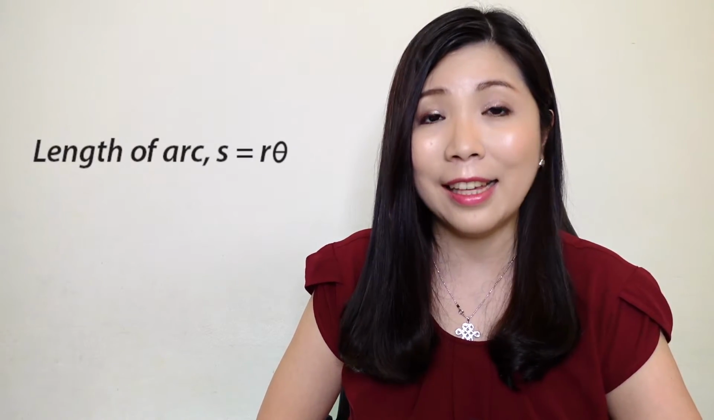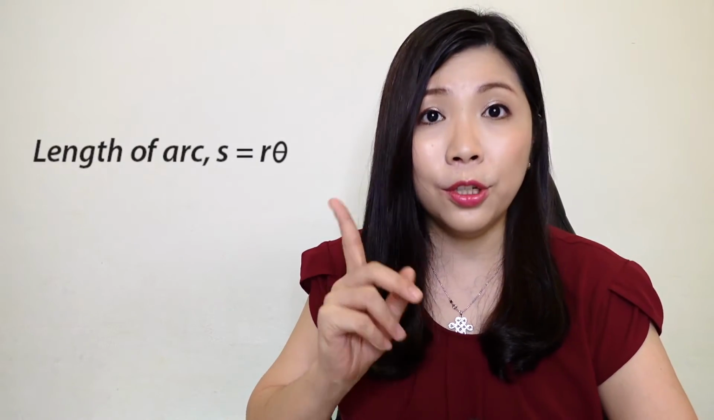So now we know how to calculate the length of arc of a circle, which is by using the formula S equals r theta. Do you know that the theta must be in radians and not in degrees? So if the question gives you degrees, you have to convert into radians first, okay?